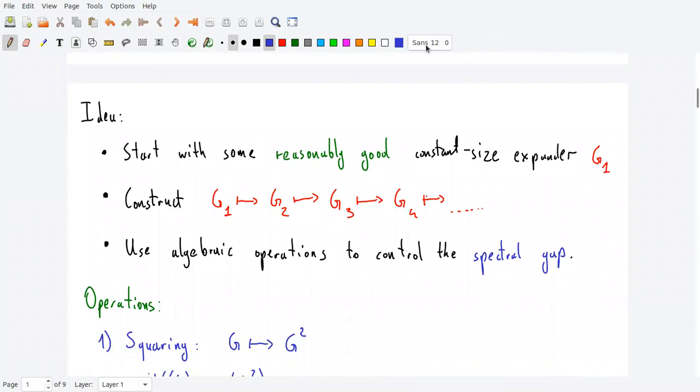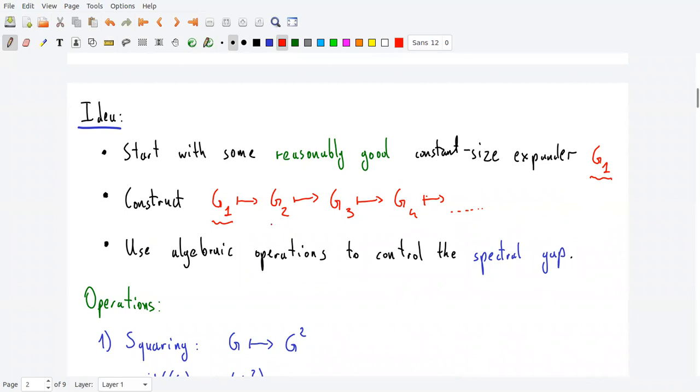But let me now go a little bit more into the details, and let me say what will be the strategy for the proof, what will be the idea for how we are going to construct those expanders. First of all, we will start from some reasonably good constant size expander, say G1. So we will first explicitly construct a small expander. For this, we will use some number theoretic construction. We will actually do it during the tutorials. So we start with some G1, and then starting from this G1, we will construct larger and larger expanders using an iterative process.